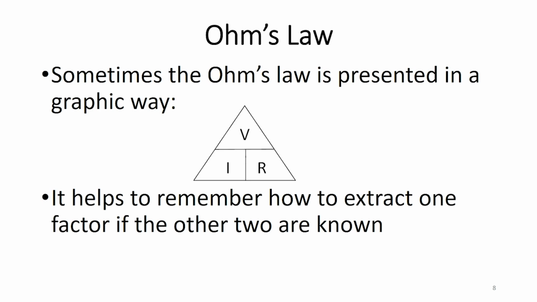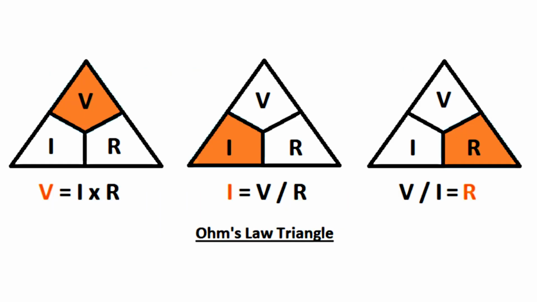Sometimes Ohm's law is presented in a graphic way. The letter V is on the top of this triangle, and V divided by I gives R, V divided by R gives I, and I times R gives V. It helps to remember how to extract one factor if the other two are known.